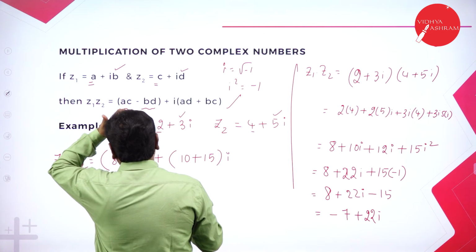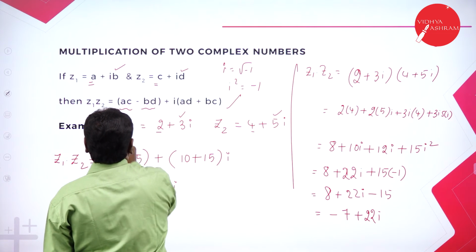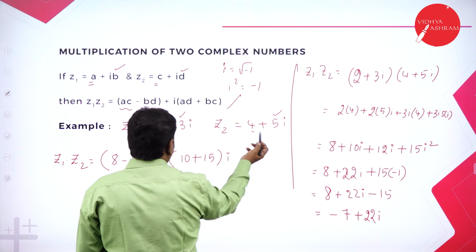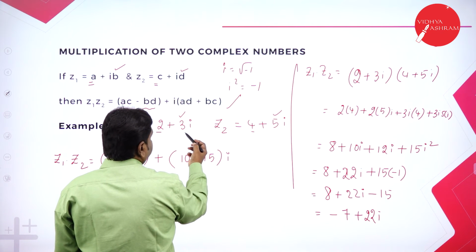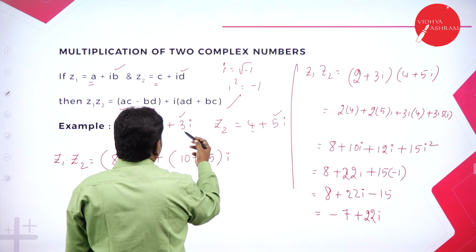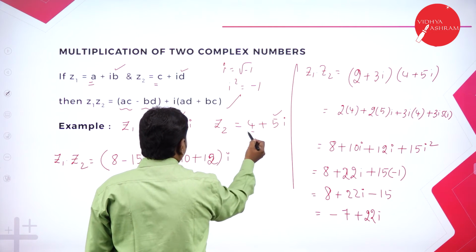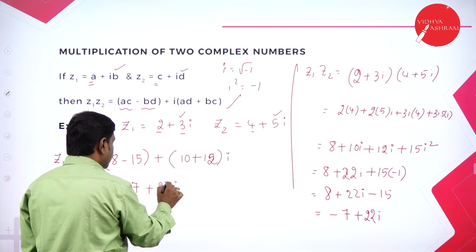See here, what is the formula? ad plus bc. What is ad? a is what? 2 into 5 plus bc, sorry, 3 into 4, 12. Sorry, this is 12, right? So 3 into 4 you should multiply 12, so it will become 22. Sorry.